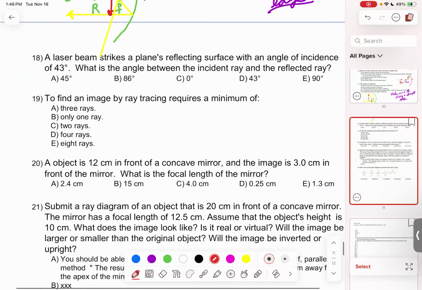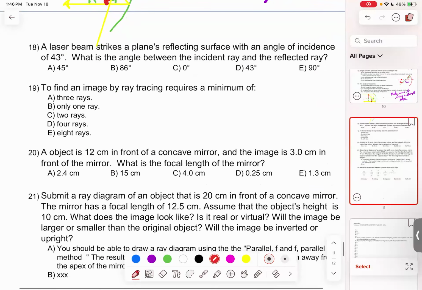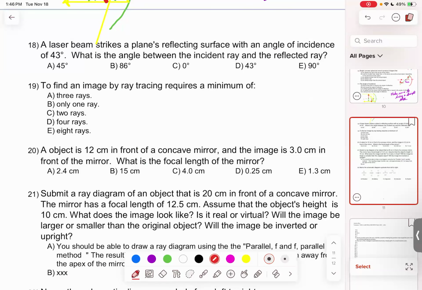Okay. Number 18 says that a laser beam strikes a plane reflecting surface with an angle of incidence of 43 degrees. What is the angle between the angle of incidence and the reflected ray? So one more time, again, very similar.